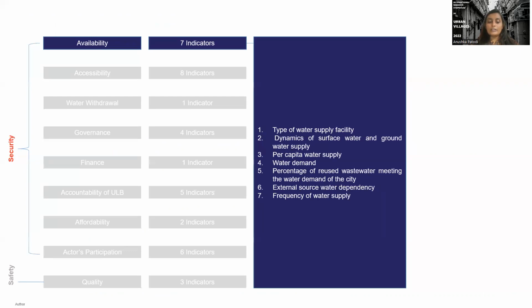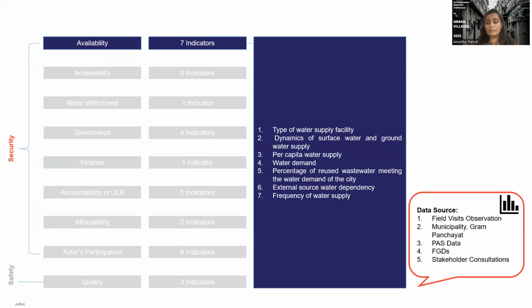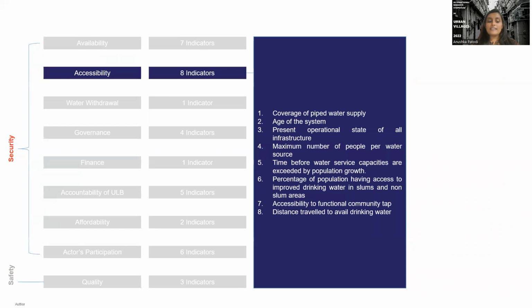The first component, availability, comprises 7 indicators. Availability mainly means making the water physically available for the people. The indicators range from water demand per capita, water supply to external source dependency ratio. The data for each indicator is collected from field visits, observation, municipality, Gram Panchayat, past data, focus group discussions, and stakeholder consultations. The second component is accessibility, where there are 8 indicators.